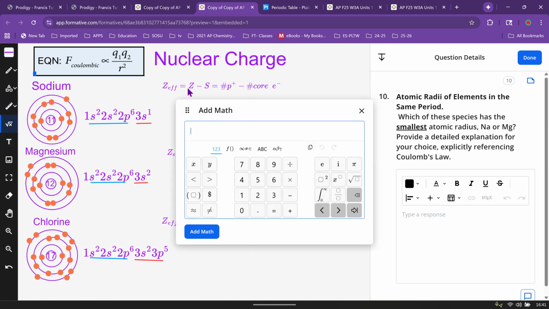So if we look at the effective nuclear charge of sodium, we know that the effective nuclear charge is equal to Z minus S, and Z is equal to the number of protons.